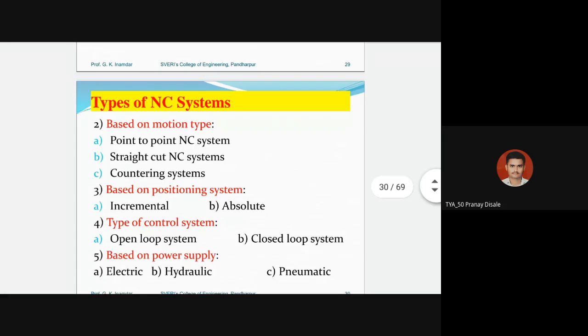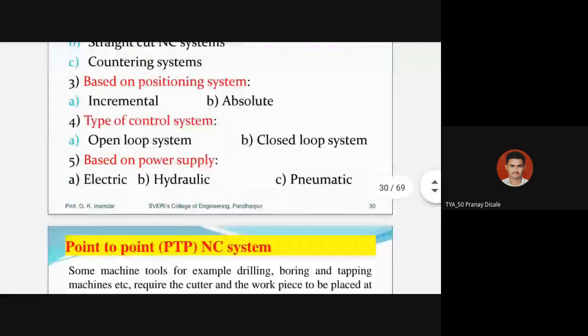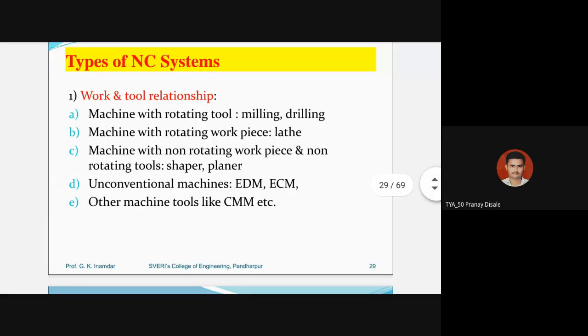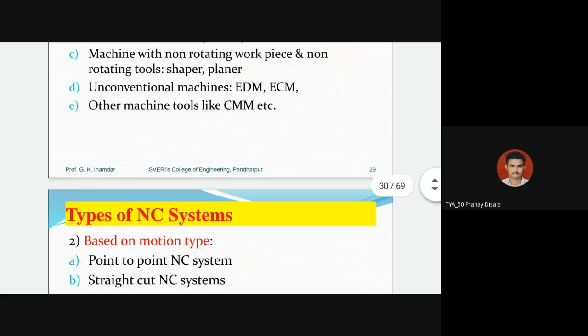Now the fifth type is based on power supply, whatever the drive of that particular machine. The power may be electric, hydraulic, or pneumatic. According to the power supply, machines will be classified. Now, first of all we will see the motion type. We have already studied the work and tool relationship, so for that purpose I have not taken images here, like drilling and milling.